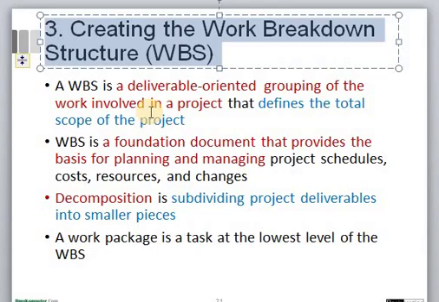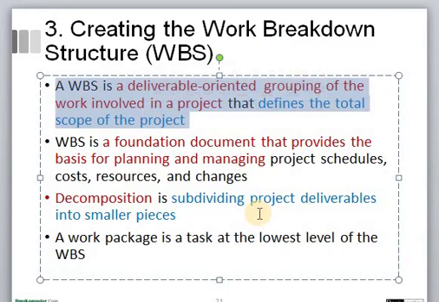Now the third main process of project scope management is creating the work breakdown structure, which is WBS. A WBS is a deliverable oriented grouping of the work involved in a project that defines the total scope of the project. A work breakdown structure contains all of those deliverables or the grouping of the work basically involved in that particular project, and basically that grouping of work will define the total scope or work involved in a project.